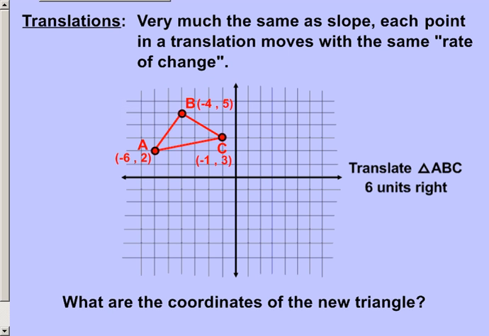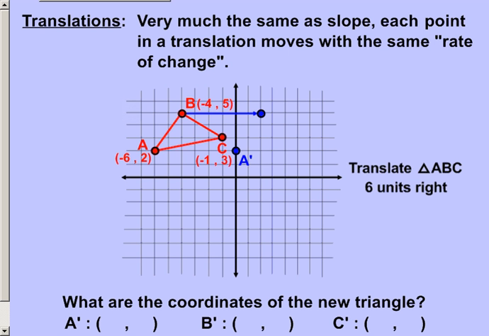Okay, so let's take a look here. What are the coordinates of the new triangle going to be? Obviously, when we transform it, it's going to be A prime, B prime, and C prime. And let's take a look at where they are going to end up. So I'm going to move point A over 6 units to the right, exactly like we were instructed. This will be the home for A prime. It lines up with the x-axis at 0. We'll get to the coordinate in a minute.